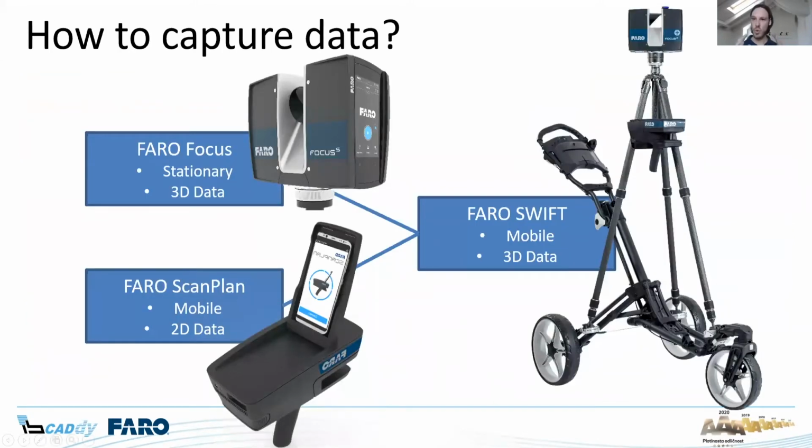Now, what we thought about when we built the FARO Swift was, okay, we have the FARO Focus, which is an exceptionally good 3D scanner, and you will see it afterwards when Benjamin Scapin takes over. Incredible accuracy, incredibly fast. You just place it on a position, it scans and captures 3D data. But of course, if you want to capture a large area, it's just stationary.